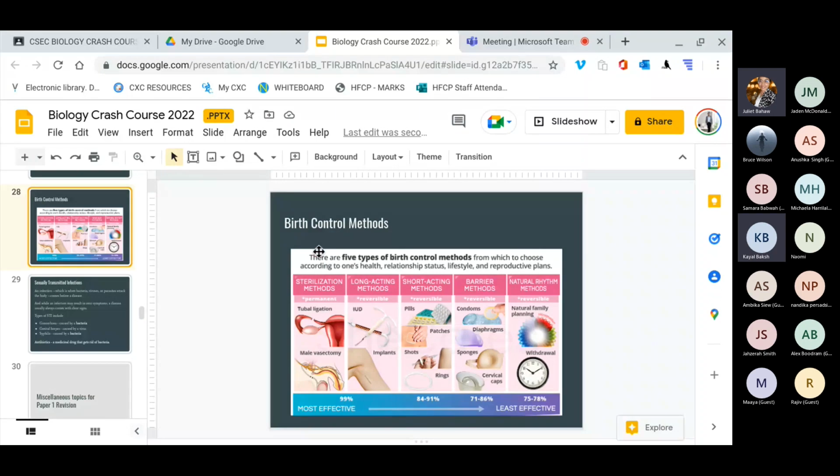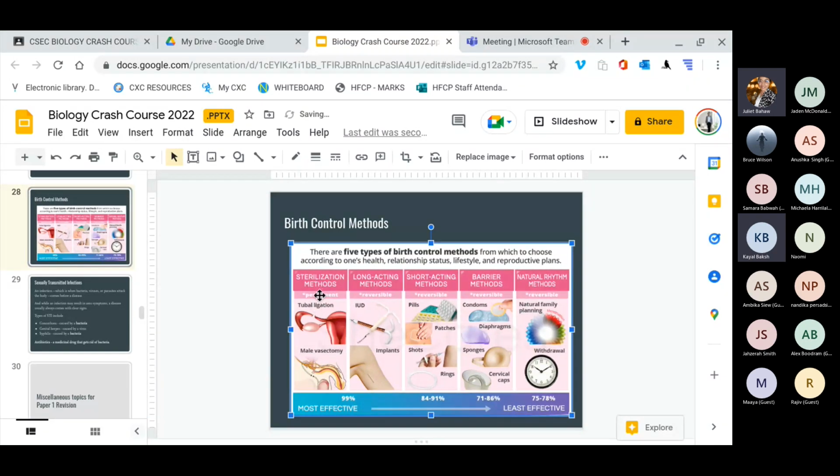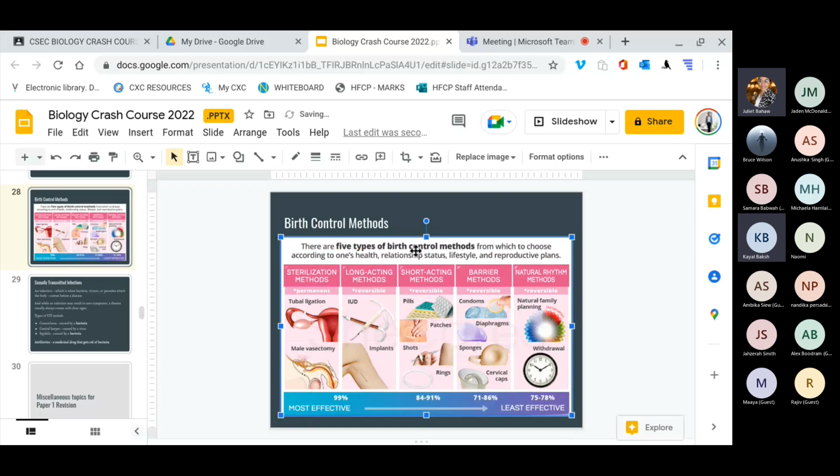Now, like I said, it depends on the person's lifestyle. If it's somebody who wants to have kids one day, then it won't be the sterilization method because it's permanent. So you have to choose something that is second best but reversible. You have to choose something like the IUD if you intend to have children. And also it depends on the person's finances too.